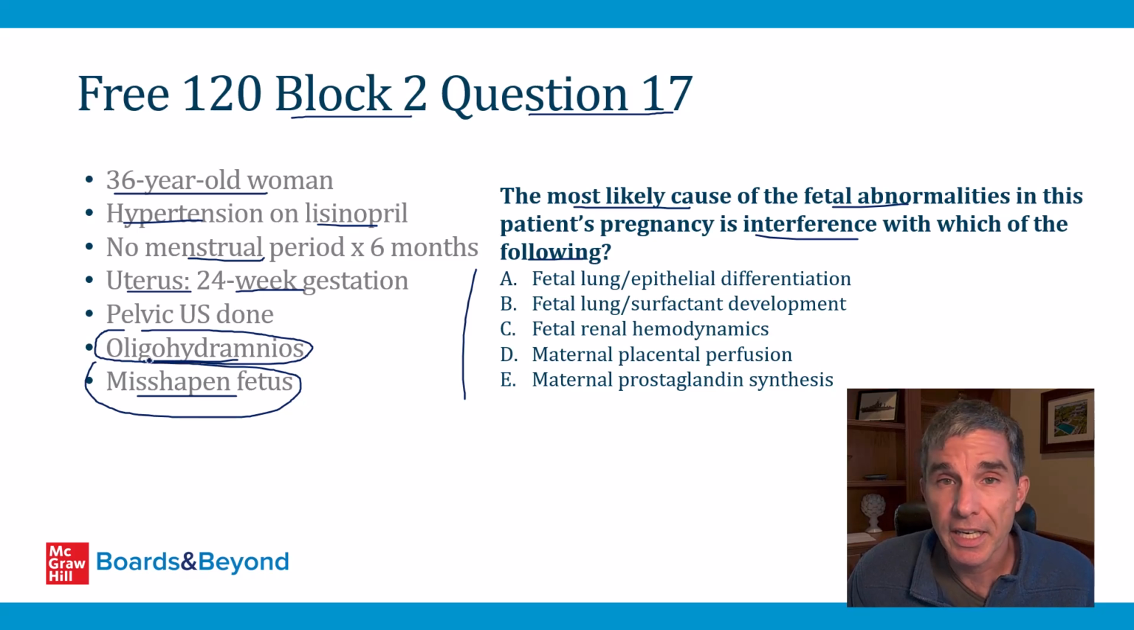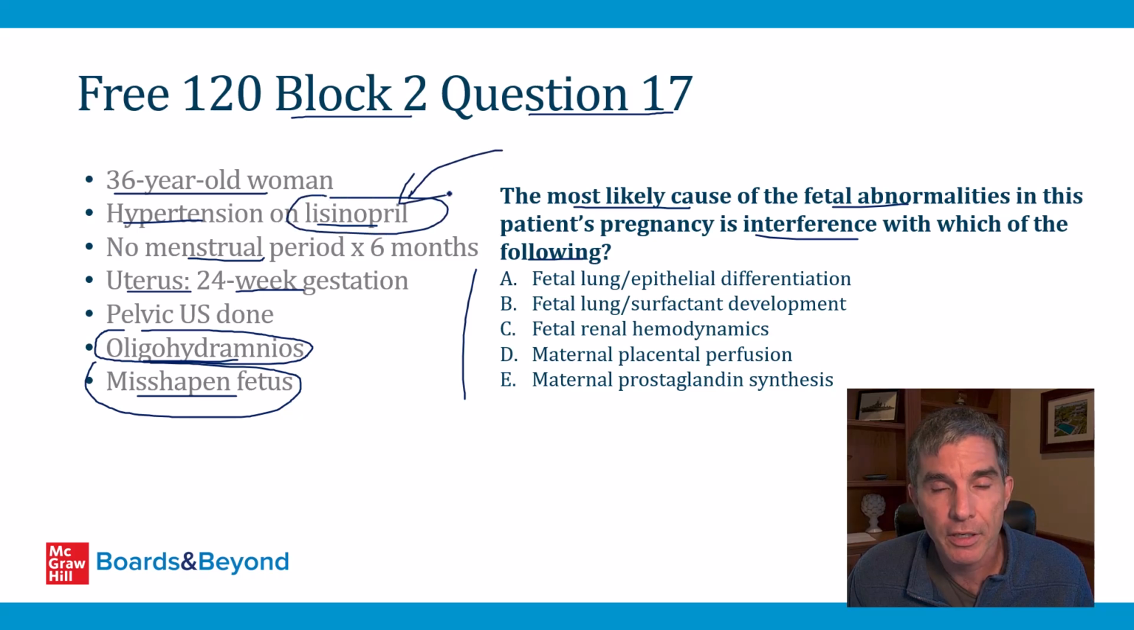And then the third thing that can happen in Potter syndrome is because the baby's lungs don't fill with amniotic fluid, they are underdeveloped. This is called pulmonary hypoplasia. So this question is describing a pretty classic case of Potter syndrome. And there's a very clear reason for why this pregnancy has a baby with Potter syndrome. It's because the mother is taking lisinopril.